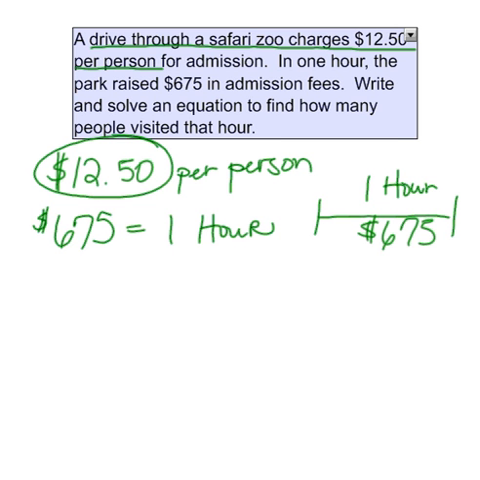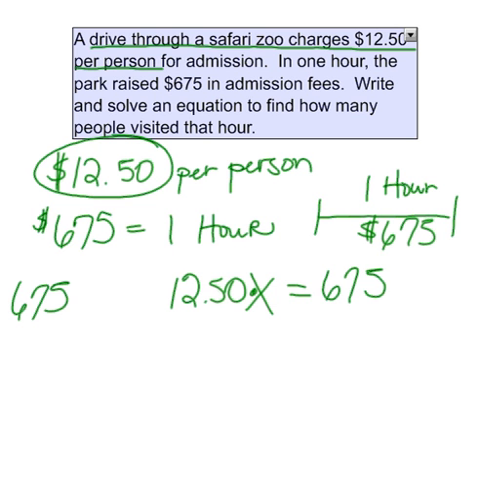Well, I can figure that out by saying $12.50 times the number of people. I'll put the number of people as x, equals the $675. Okay? Some of you all might think, oh, Ms. Holliman, I don't need to write an equation for that. I could just figure it out by saying $675 divided by how much each person paid. And that's true. But the problem asks you to write and solve an equation to figure it out. So it's important that you follow the directions.